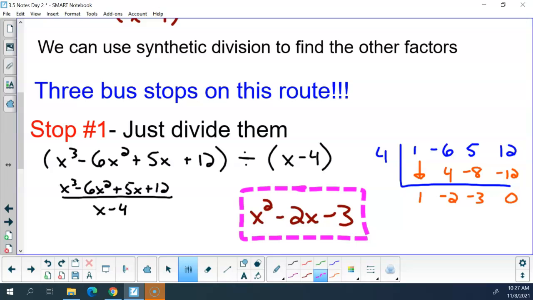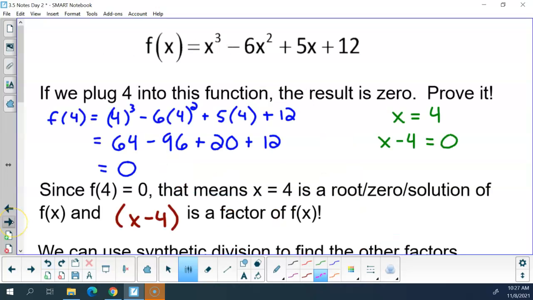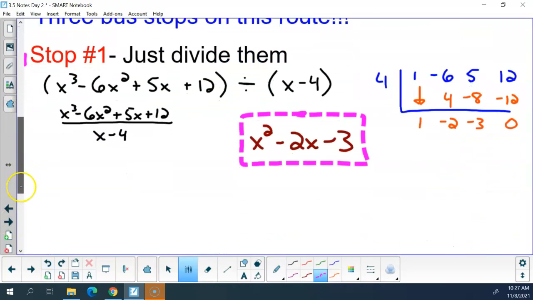Questions on the first bus stop? Board. Okay. Go. Where'd it go? Okay.